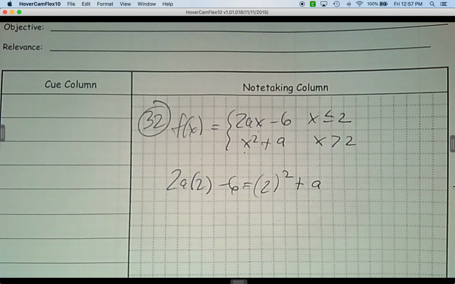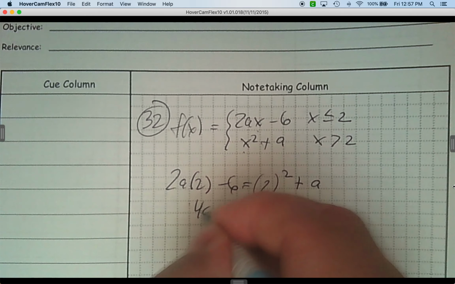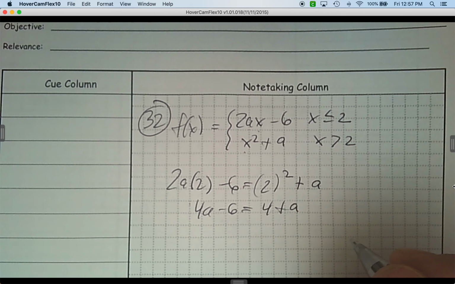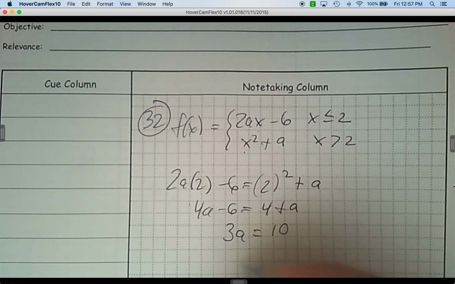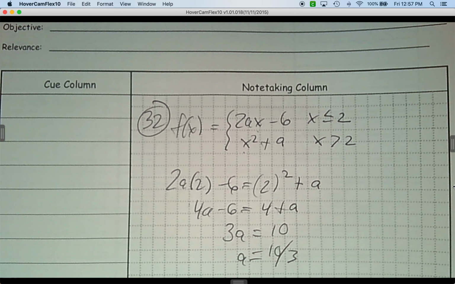So I'm going to do that. Plug 2 into the top, 2 in the bottom, and now solve for a. So that is 4a subtract 6 equals 4 plus a, combine like terms. So I'm going to subtract a, I'm going to add 6, and then divide. And I get the answer 10/3.